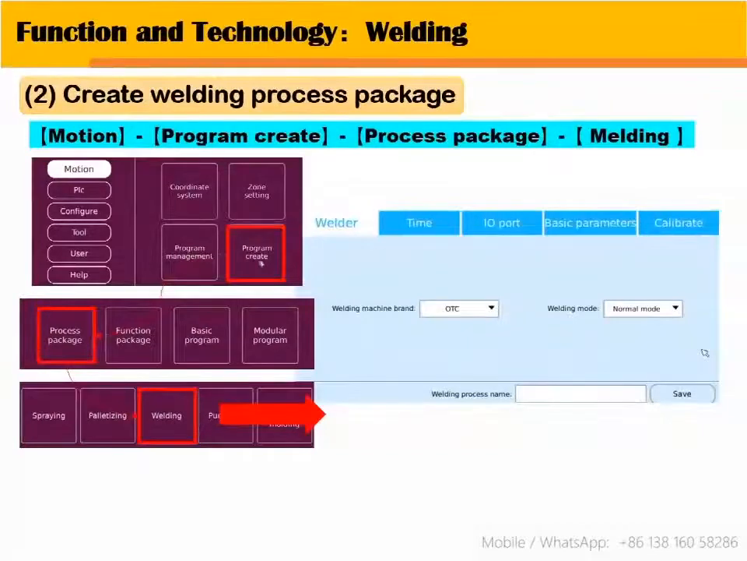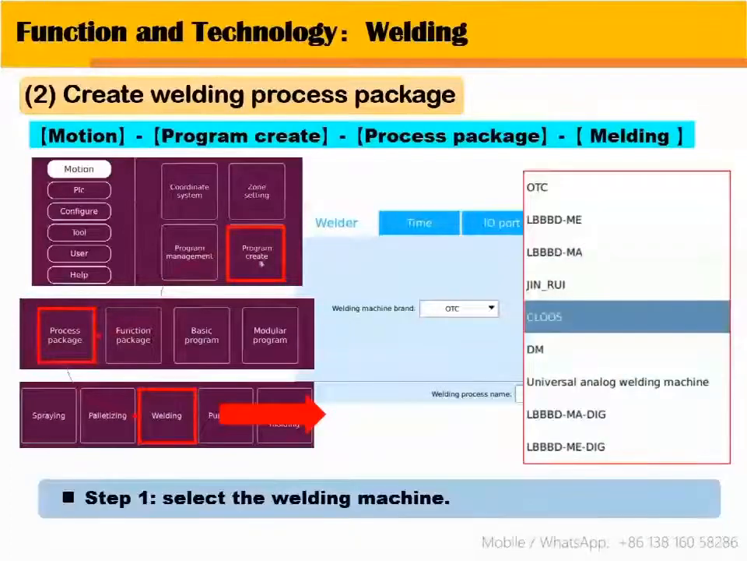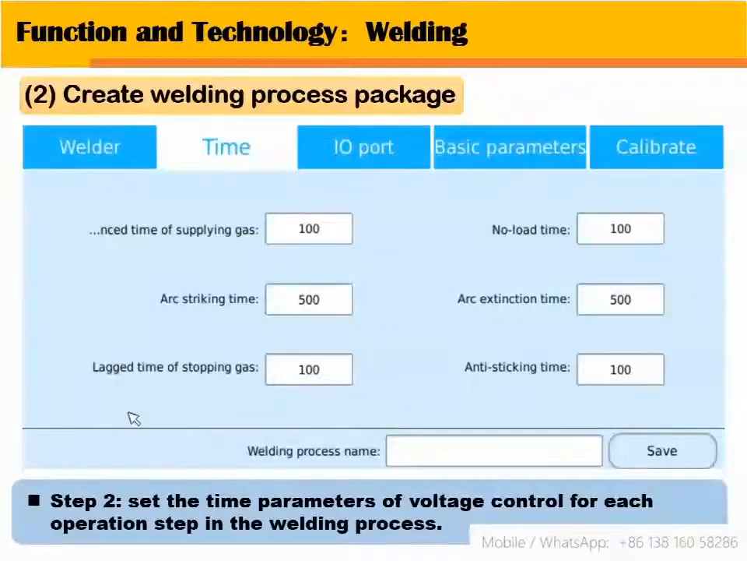2. Create welding process package. There are 5 steps. Step 1. Select the welding machine. The system provides several welding machine brands. You can choose one and set the welding mode. Step 2. Set the time parameters of voltage control for each operation step in the welding process.